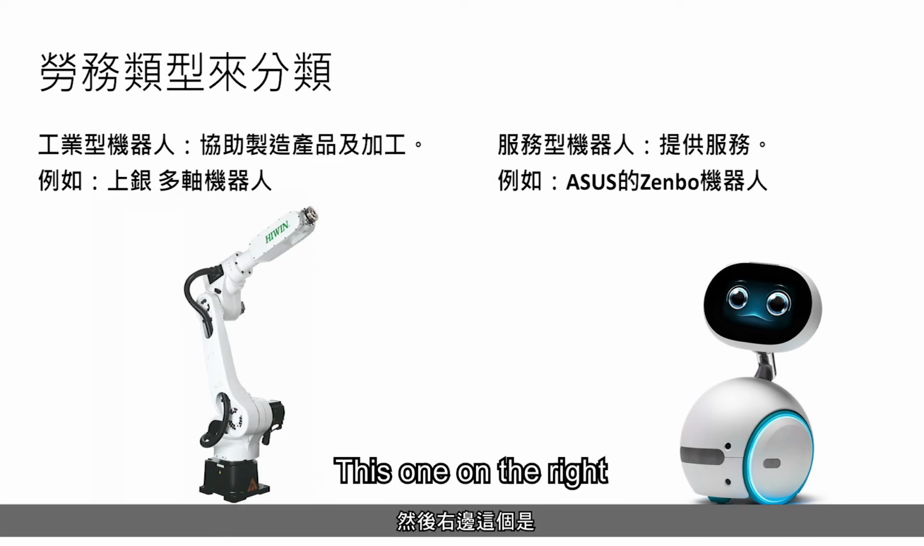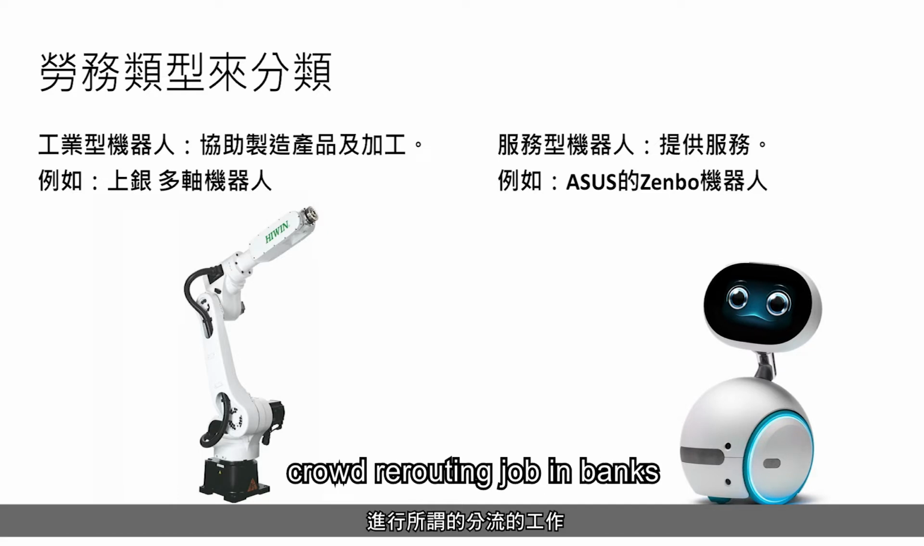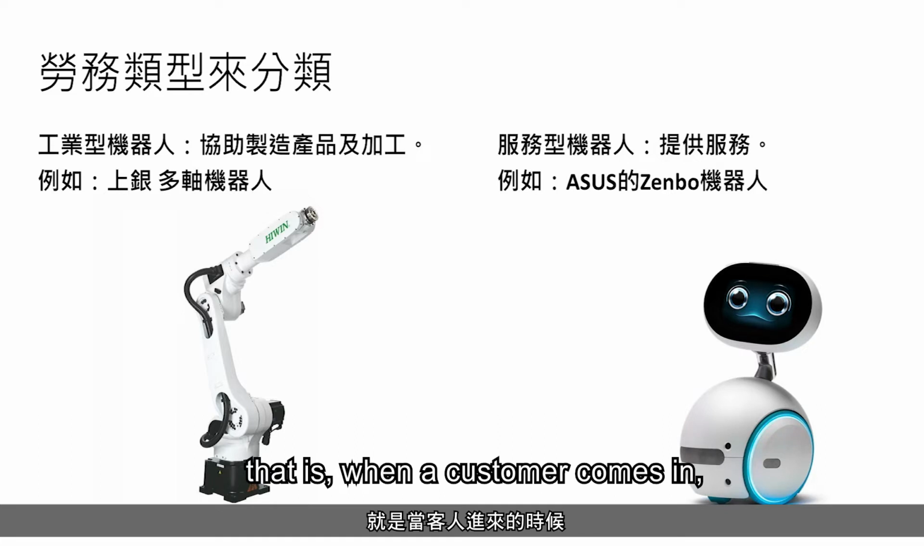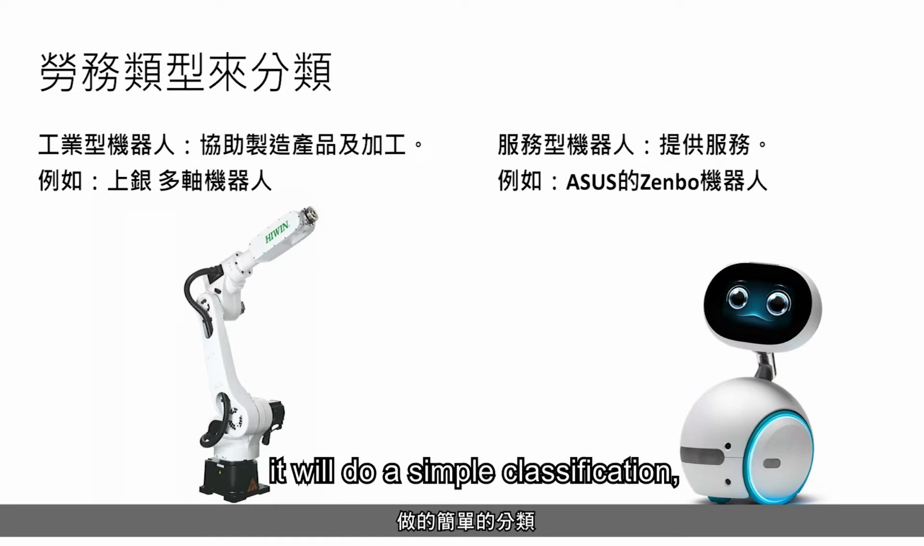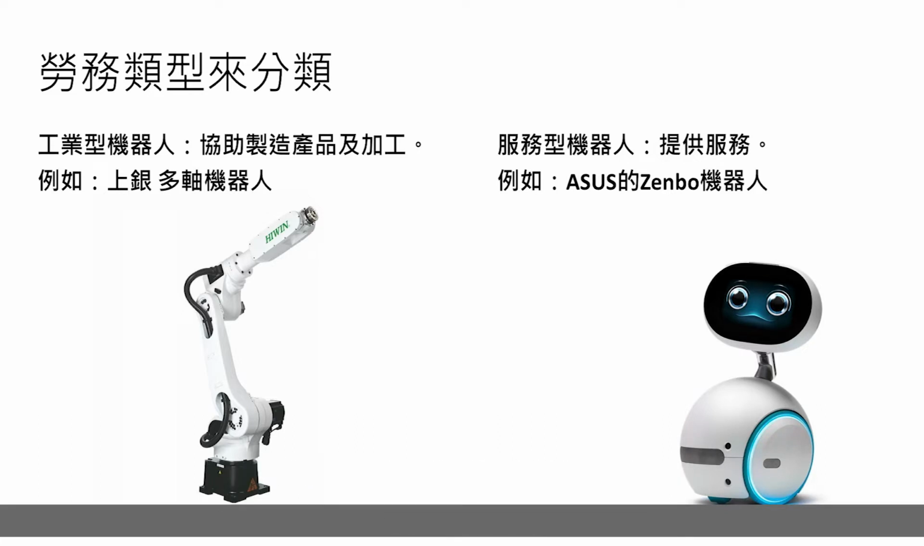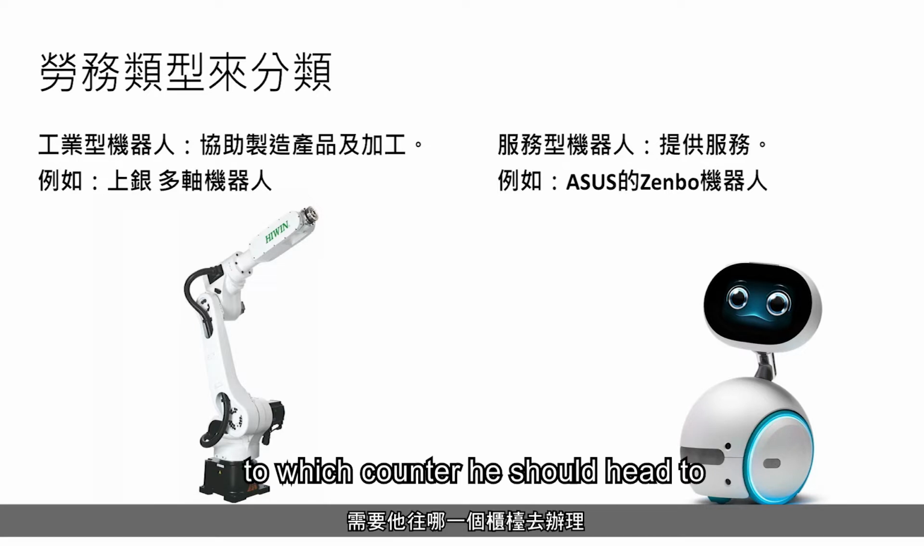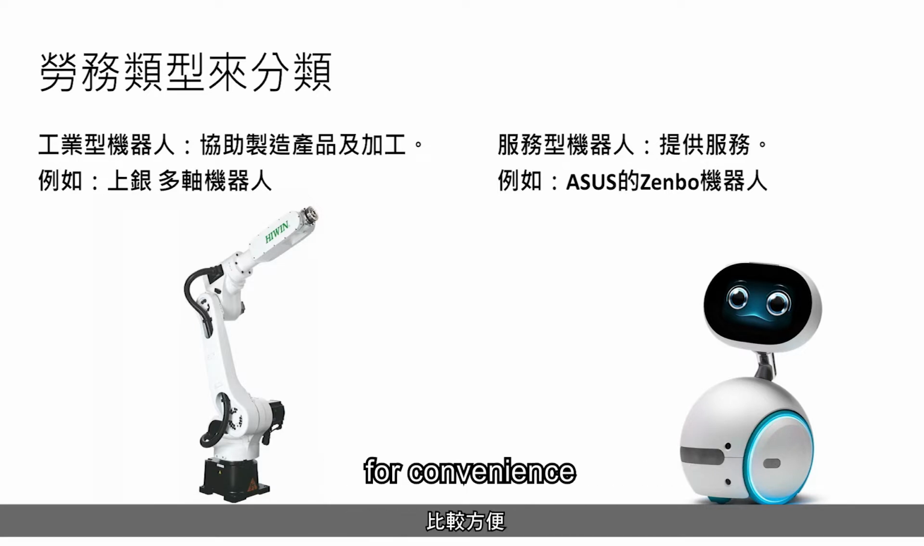This one on the right is a service-type robot. This robot on this right is the Zambo Robot made by ASUS. Its designated work is more service-oriented. For example, it can be in charge of crowd recruiting job in banks. That is, when a customer comes in, it will do a simple classification. It will ask a few questions and then tell the customer to which counter he should head to for convenience.